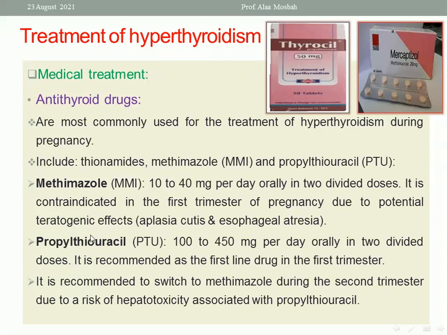So I'll start in the first trimester with propylthiouracil. Then after that, in the second trimester, I can shift again to mesimazole. Okay, so in the first trimester, propylthiouracil is the best because it is not teratogenic, while mesimazole is teratogenic. So I can give propylthiouracil during the first trimester, but I can shift in the second and third trimester to mesimazole. Why? Because of the risk of propylthiouracil on the liver, it can cause hepatotoxicity. Okay?